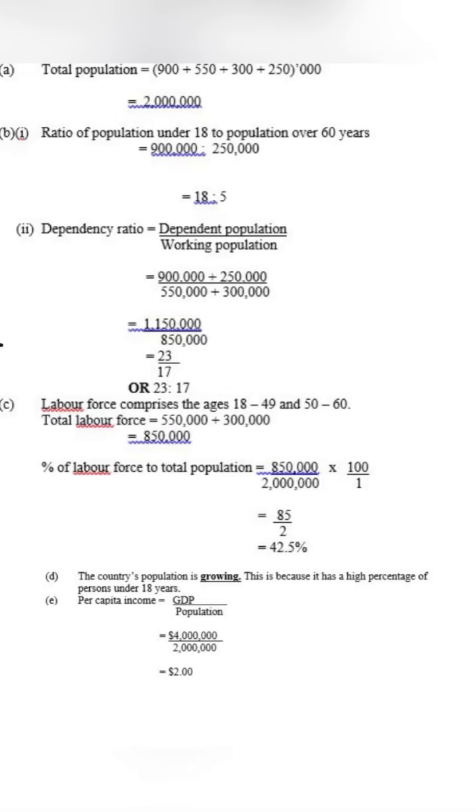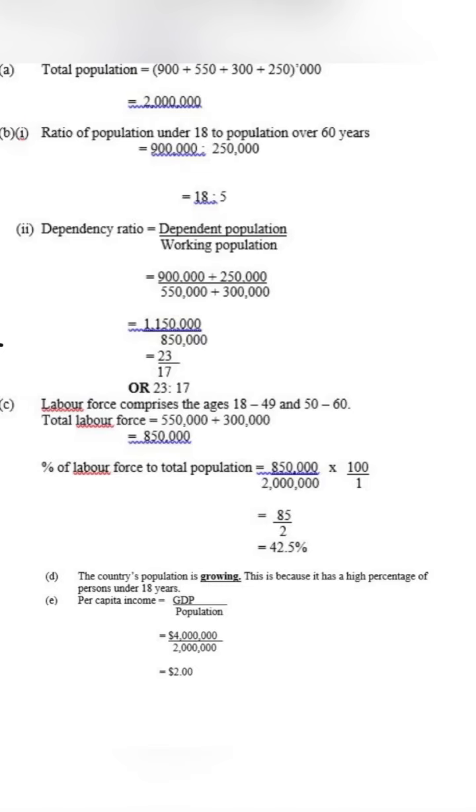The B part of the question is asking us to find the ratio of people under 18 years to population over 60 years. And the population of people under 18 years is 900,000. And the population over 60 years is 250,000. And the ratio will give us 18:5. So the ratio is 18:5. Remember to leave your answer in a ratio form like this.